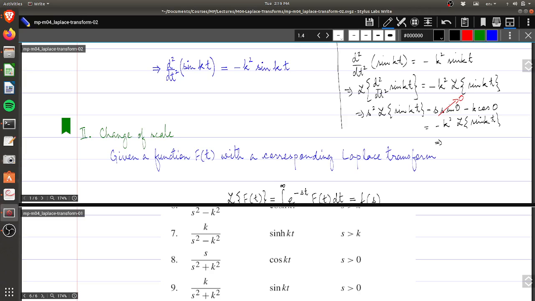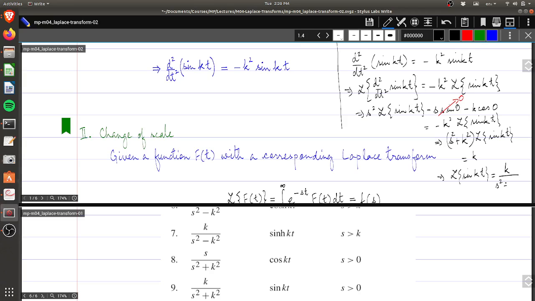So we'll have s square plus k square times the Laplace transform of sin kt is equal to, because I have taken this on this side, this k I can bring on the other side, so minus will become plus. Which implies the Laplace transform of sin kt is k divided by s square plus k square.